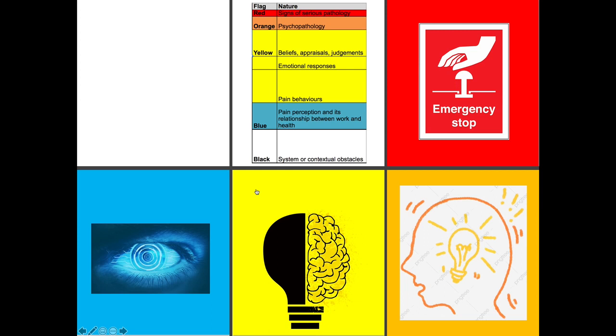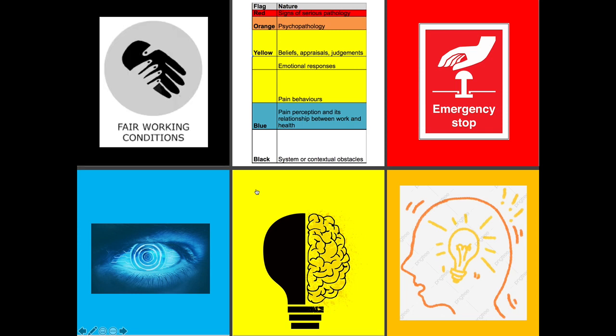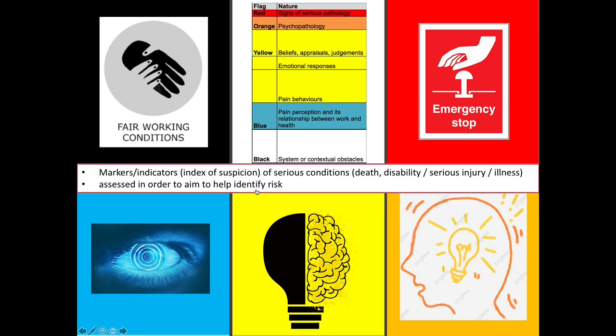We've also got our blue flags, their perception of how can they get back to work or is work going to make it worse? And then the more systemic things. So is there something to do with the arrangement of their work, their boss, discrimination that is also contributing to this condition? But we're looking at red flags, okay? And red flags are our markers or signs that raise our suspicion that something serious might be wrong or might go wrong. So it might lead to death, disability, serious injury, or they might have an underlying illness. And we need to look at these to help identify risk.